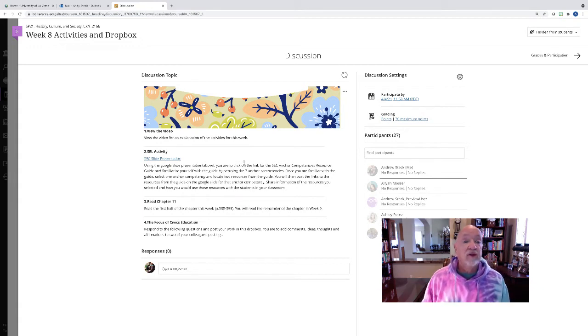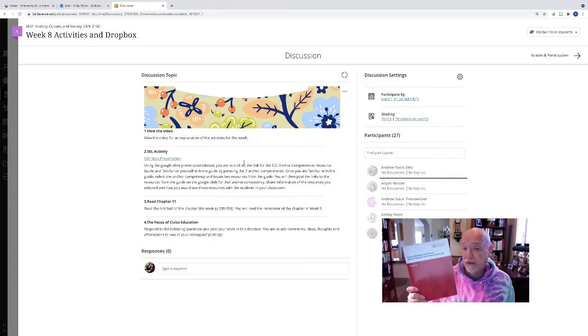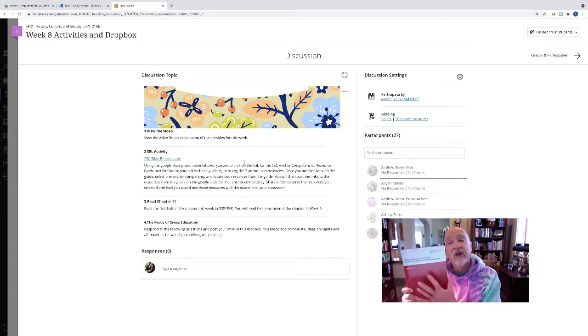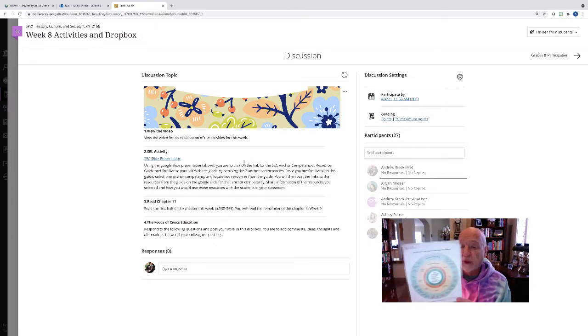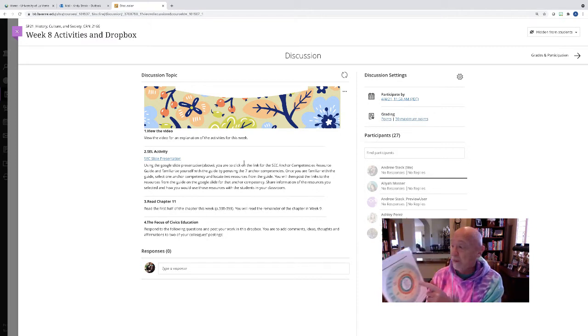Our second activity is our social emotional learning activity. You're going to be looking at the social emotional culture Anchor Competencies Resource Guide. This is the hard copy of it. You, of course, will be looking at the electronic, which is the exact same thing, only it's in electronic form. And you're going to be familiarizing yourself with this guide by perusing the 7 anchor competencies. And if you have forgotten about the anchor competencies, we have worked with this framework, this wheel of anchor competencies.